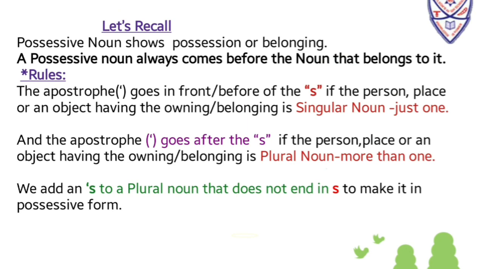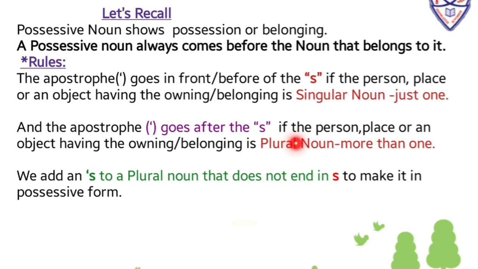Let's go with the first rule. The apostrophe goes in front of the s if the person, place or object having the owning or belonging is in the form of a singular noun, or we can say just one. Second rule, the apostrophe goes after the s if the person, place or object having the owning or belonging is in the form of a plural noun, or we can say more than one. We add an apostrophe s to a plural noun that does not end in s to make it possessive form.